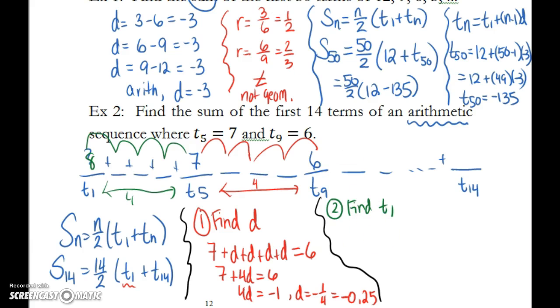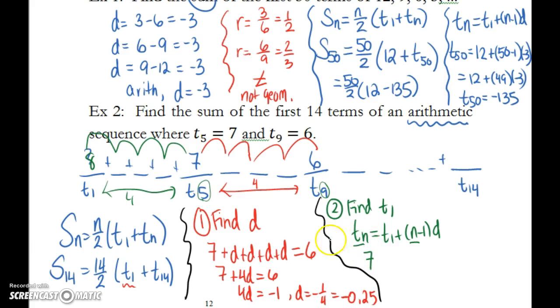So let's go back and find our formula for a term, and let's plug in. Now we want to find T1, so we're going to pick a Tn and the n that corresponds to it. So you could pick 7 for Tn, and then 5 would be your n value, or you could pick 6 for Tn and 9 would be your n value. Either would be appropriate. Let's pick 7. So I put 7 for Tn.